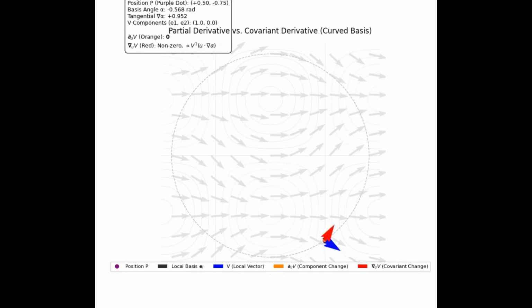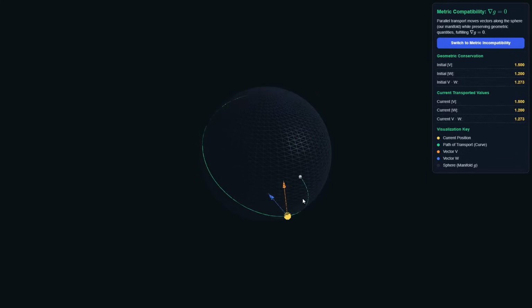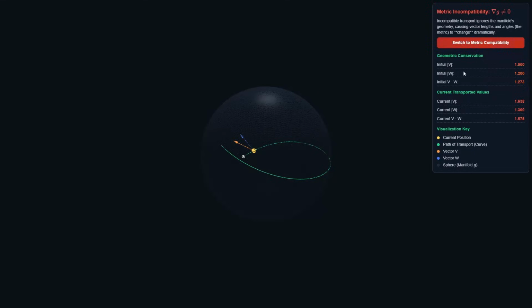First up, the main job of the covariant derivative is to distinguish real, physical change, like a vector twisting in space, from what just looks like change because your coordinate system is rotating. See, the regular old partial derivative? It can be fooled. It might tell you nothing's changing when, in reality, the physical object is twisting. The covariant derivative is what gives you the real story.